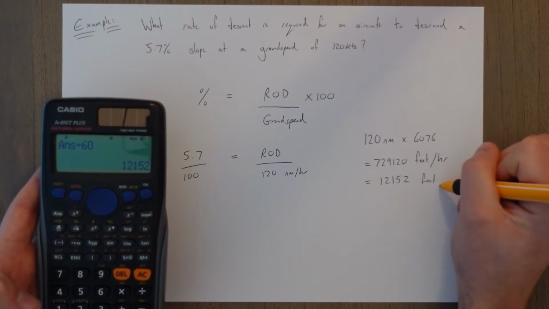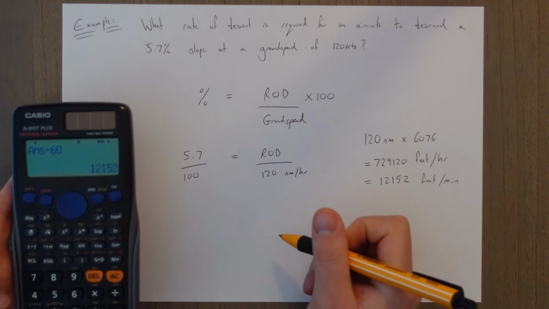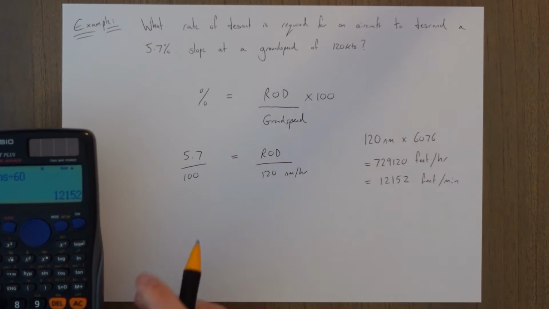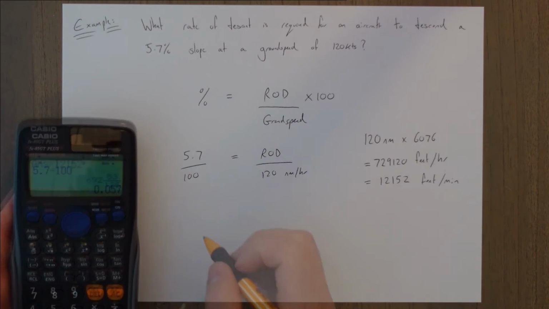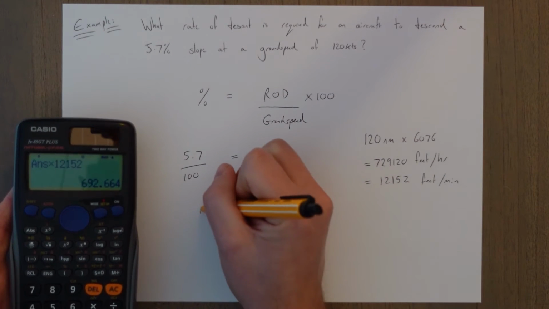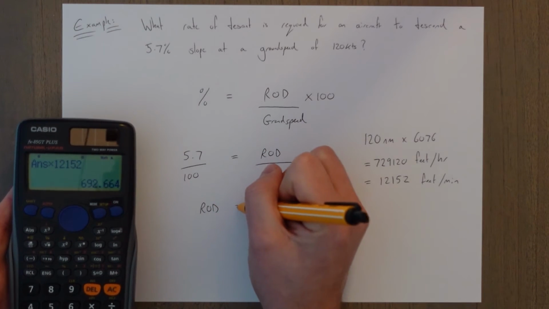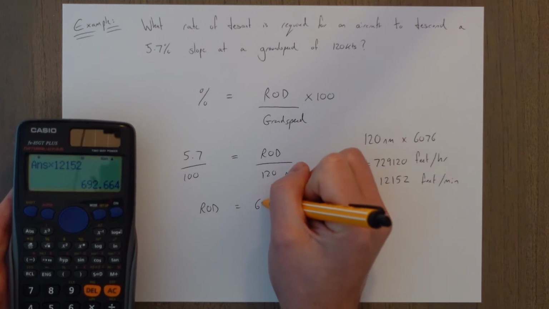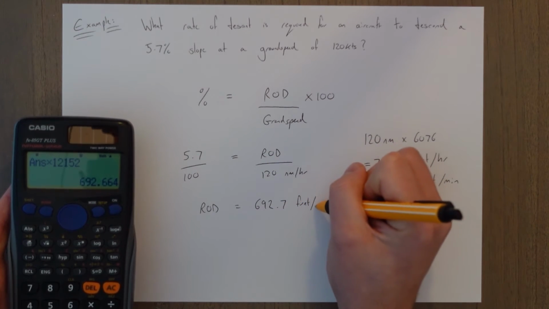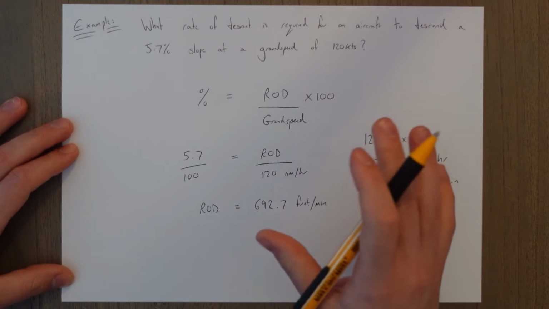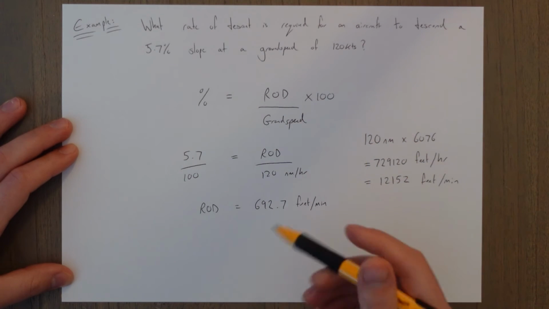Okay, so 5.7 divided by 100 is 0.057, and then we'd multiply it by this and get a rate of descent which is 692.7 feet per minute.